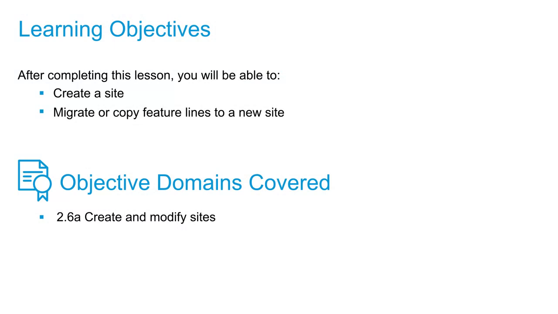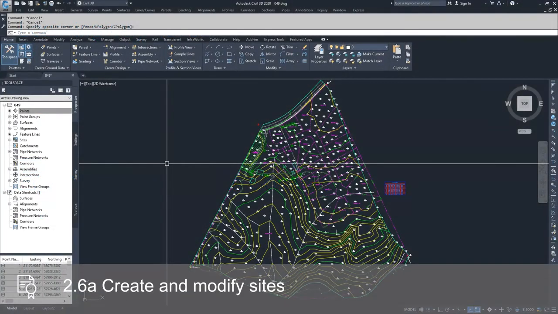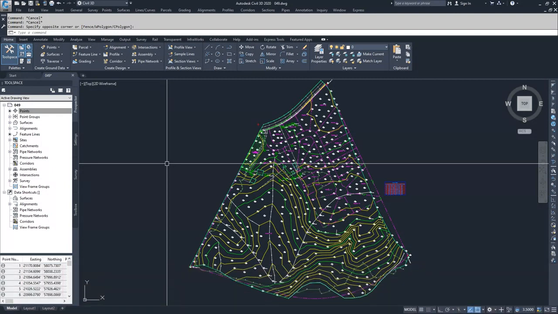In this video, we're going to talk about sites. We're going to actually create a new site and we're going to discuss how to migrate feature lines to that site or copy them to a new site. This is important because you may have some feature lines that you want to have interact with each other, but you don't want to place them on an existing site because you don't want those feature lines to interact with the objects that you already have in an existing site. So we're going to go ahead and create that new site to migrate our feature lines to.